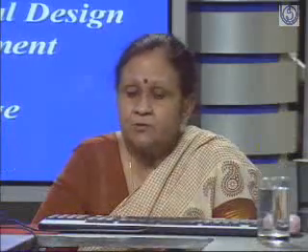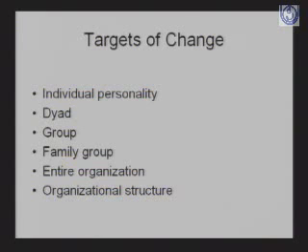Now we come to another important point: who are the targets of change? The first target is individual personality. You are asked to learn. These days one is talking about learning organizations. So even in old age one has to keep on updating. So that is changing personality, changing your values, changing the attitude, changing the perspective. That is a very important aspect of change. That is the target of change.